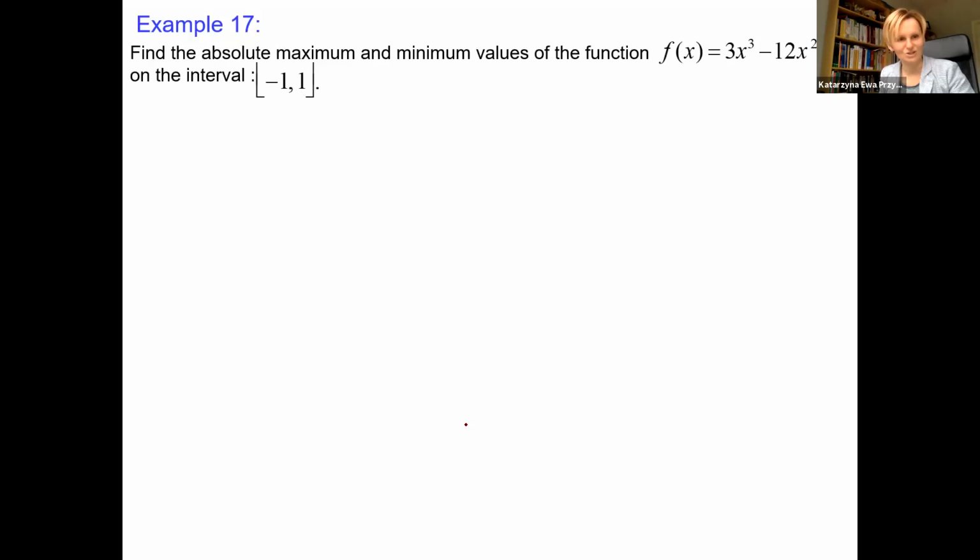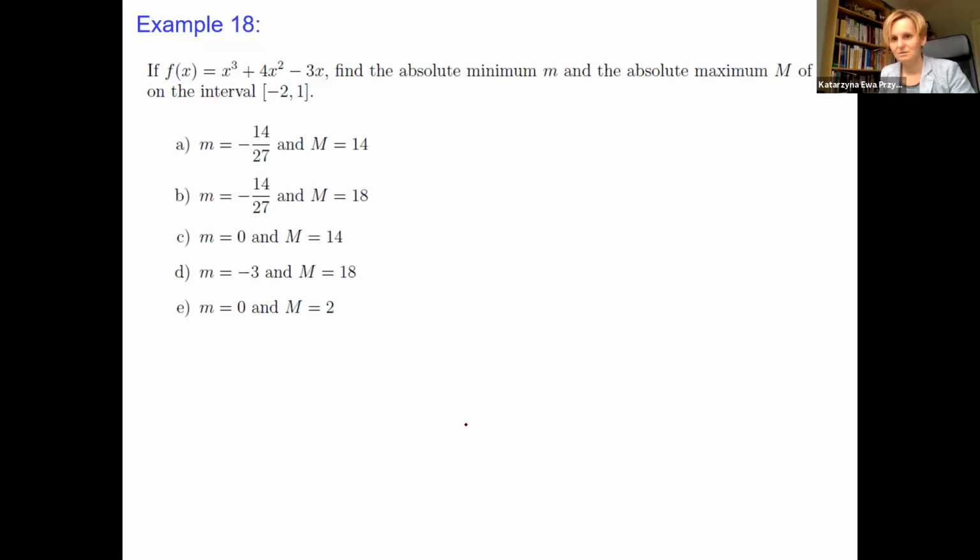Okay, what else do I have? That's the same question. You can try to follow this. Do we have time? We can do this one because it is multiple choice, and we know sometimes we have some. Let's solve this one. The last question, because we're always trying to perfectly check the concept. We have the function x cubed plus 4x squared minus 3x. Find the absolute minimum, m, and absolute maximum, the capital M, of the function on the given interval from -2 to 1. This is our domain. Everything has to be here.